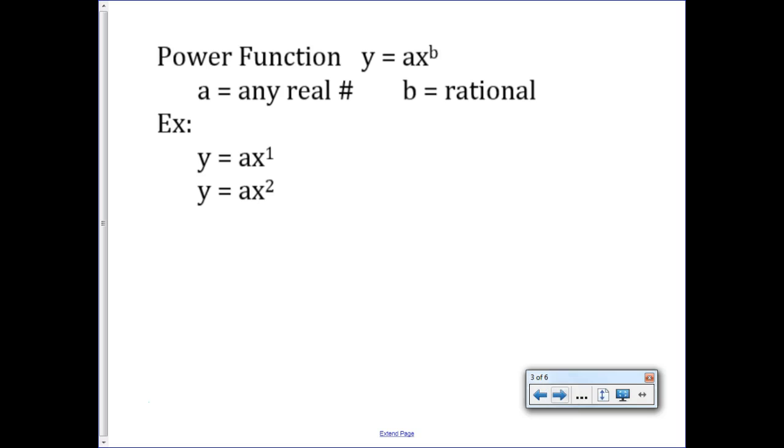So one of the functions we are looking at is a power function that looks like y equals ax to the b, where a is any real number and b is a rational number. So ax to the first power would be something like y equals 3x. That's a linear function. Whereas ax to the second, that's a quadratic. Both of those are in the form of a power function.